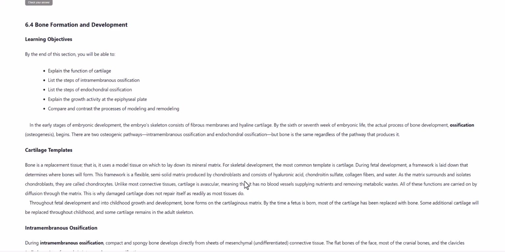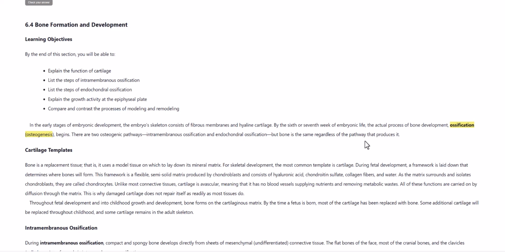So your skeleton, not all of it, but most of it, was first formed from a cartilaginous framework. This process of going from cartilage to making bone is called ossification. You'll also see osteogenesis. So osteogenesis or ossification is the process of bone development.